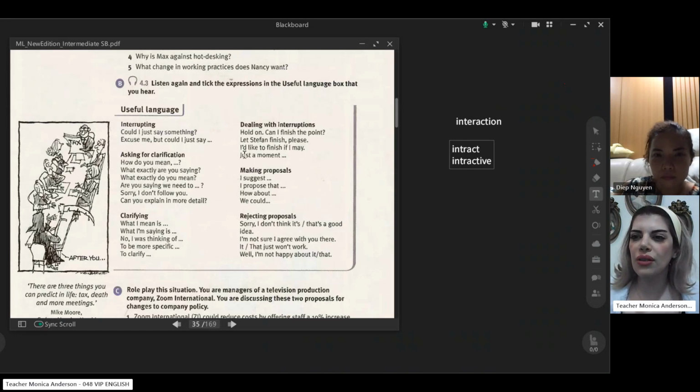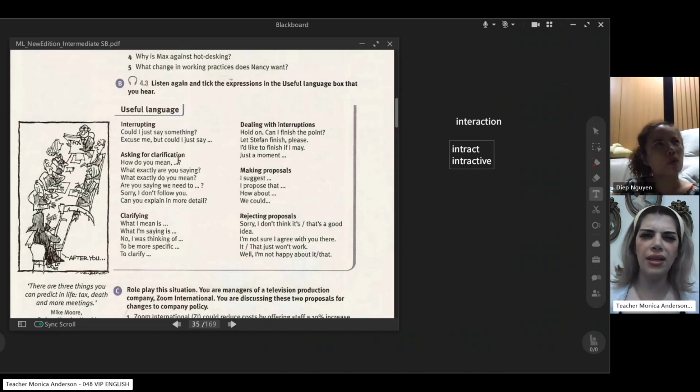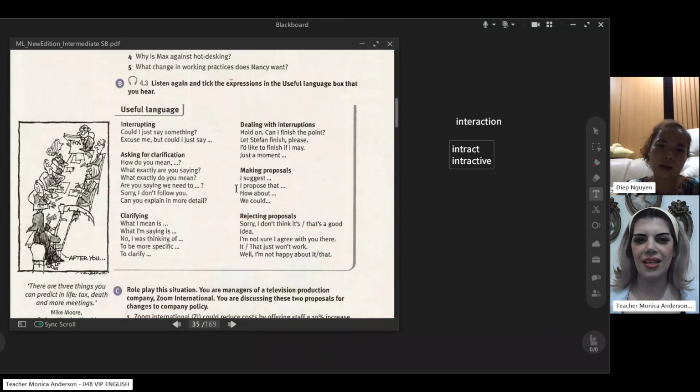Now for making proposals, what phrases could you hear? How about? I suggest something like this, and we could. I heard this too. We could. I heard we could. I suggest a meeting room for private. Of course. And rejecting proposals.